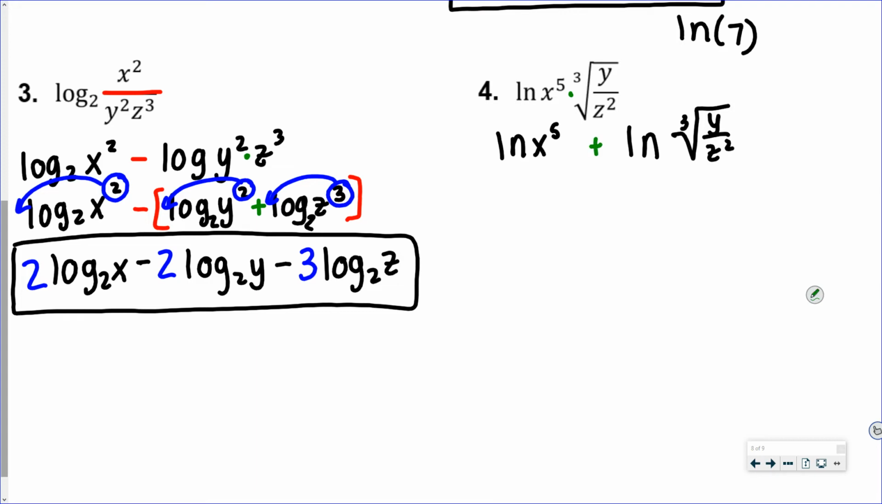Okay, that'd be your first step. Split that up, product property. Again, you could bring down the 5 in the first log if you wanted to, but I'm just going to wait and do all my powers last. I need to recognize here, anytime you have radicals, rewrite that as a power. That'd be to the power of what, folks? 1/3. Good.